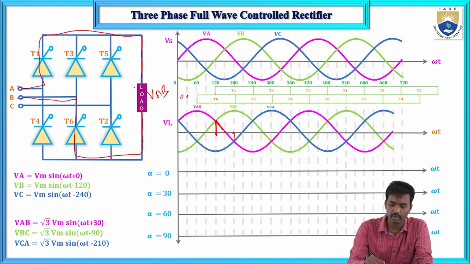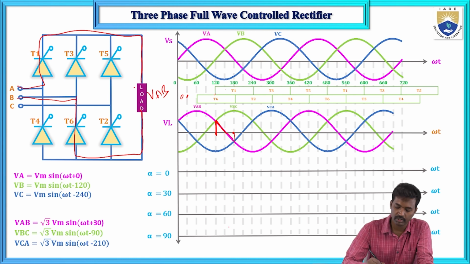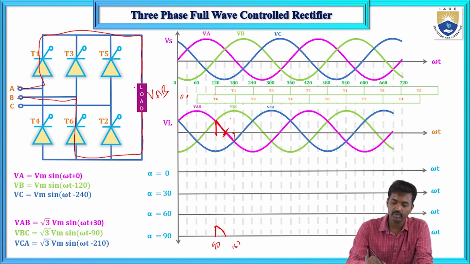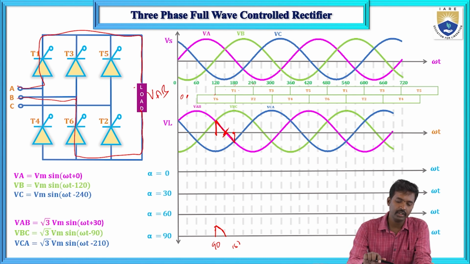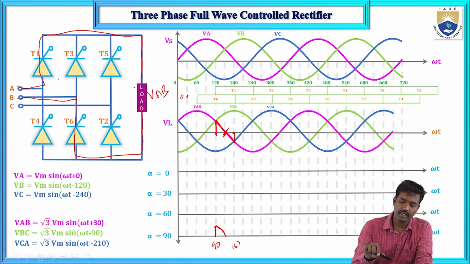So this is R load, it will not take the opposite one. It will conduct. This is 90 and this is 180. So it will conduct up to 150 duration only. It should not be negative for R load. And next, T1 and T2 will conduct from 180 to 240. T1 and T2 will conduct means VAC.